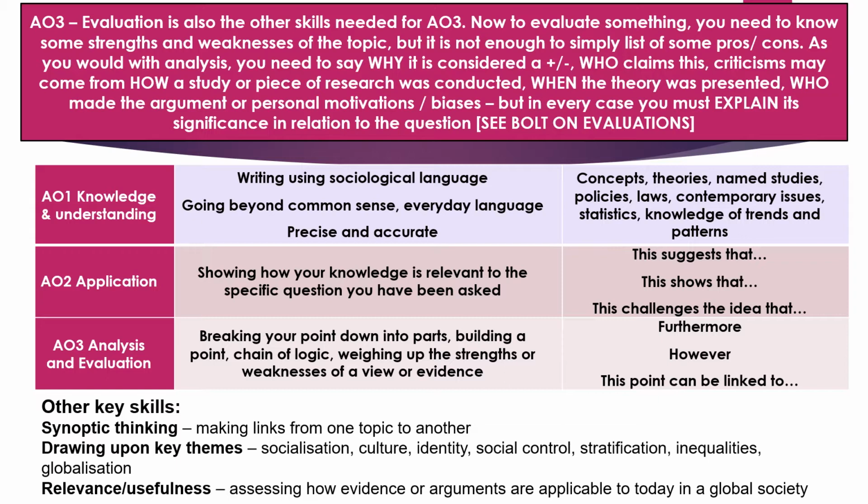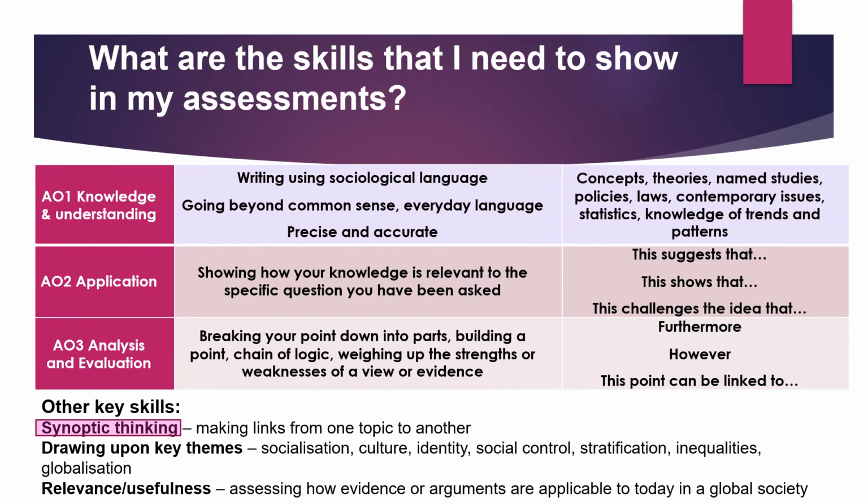And again, part of this can come from who claims it, criticisms of how a study or piece of research is conducted, when a theory was presented, so is it modern, postmodern, who made the argument, is there any bias involved? And again, part of this is avoiding the idea of bolt-on evaluation, which I'll talk about in a second. So this is the key AO skills. Now there are some other elements to this which are quite helpful to be aware of.